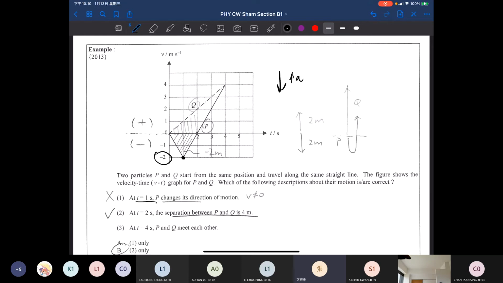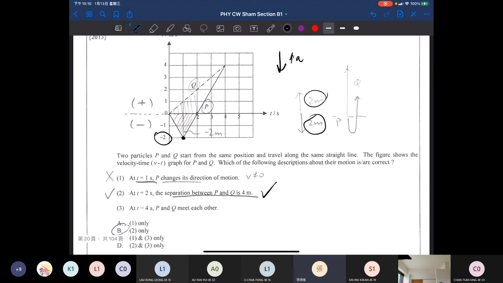Okay, so for t equals 2, the separation between P and Q is 4 meters. So let's see. The displacement traveled by P is 2 times -2 over 2, which would be 2 meters. And for Q, the area under the curve would be 2 meters. So their separation would be 4 meters, because one is moving upward and one is moving downward between t equals 0 and t equals 2. Okay, and at t equals 4 seconds, they meet each other.